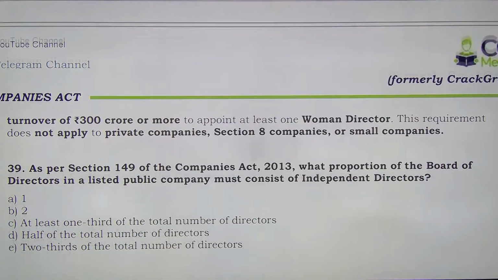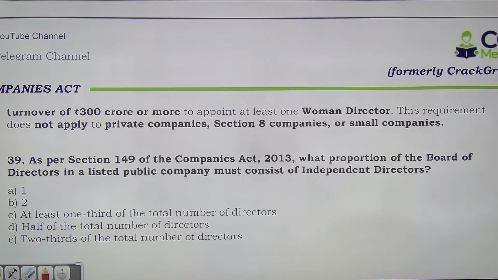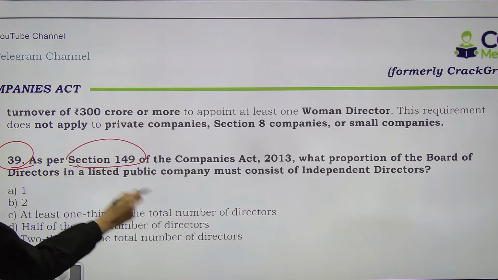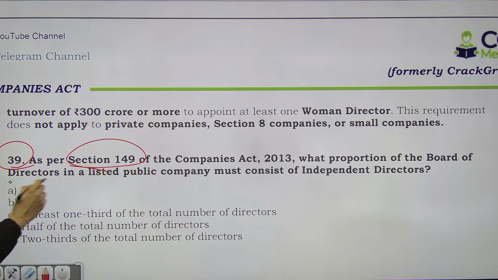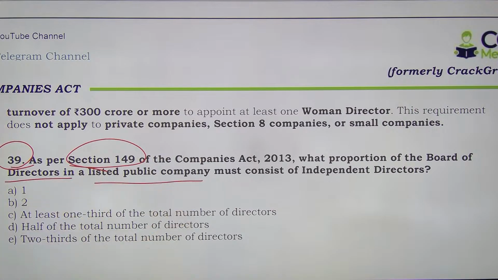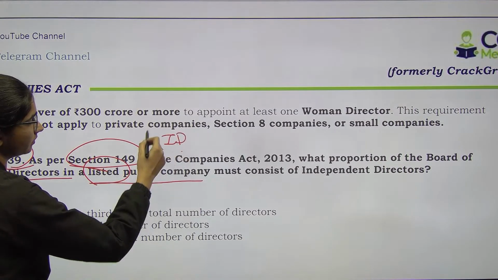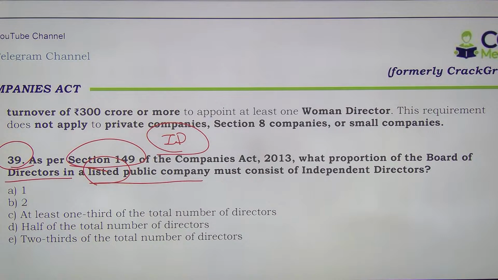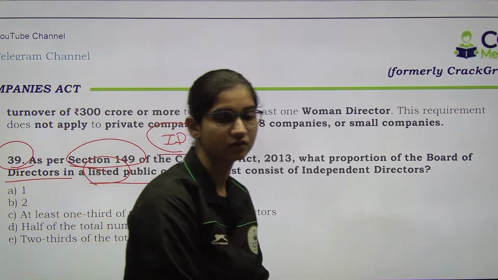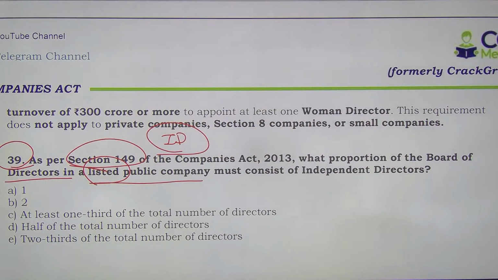Okay, now we are moving forward to the next question, which is question number 39. As per section 149 of the Companies Act, what proportion of the board of directors in a listed public company must consist of independent directors? Okay, so in listed public companies, how much should be the independent directors? That is what the question is trying to ask you. Okay, according to section number 149, option A is saying 1, B is 2, at least 1/3 of the total number of directors, half of the total number of directors, or 2/3 of the total number of directors. Okay, please try to answer it in the comment section.